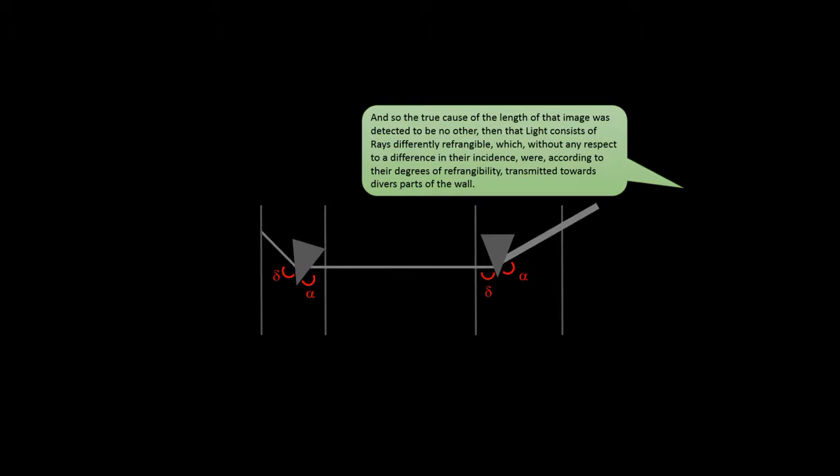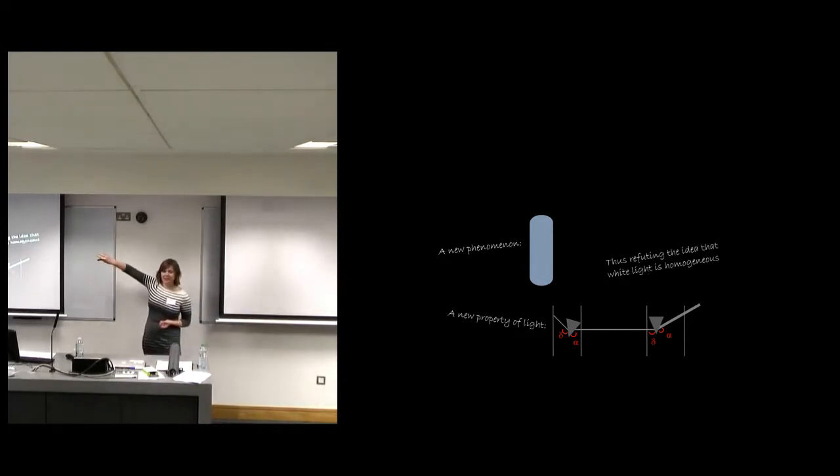So he says, "And so the true cause of the length of that image was detected to be no other than that light consists of rays differently refrangible, which, without any respect to a difference in their incidence, were according to their degrees of refrangibility transmitted to different parts of the wall." So what he's saying is that white light is a mixture of rays of different refrangibilities. Okay, so at this point, what he had done is he had established a new phenomenon, the elongation of the spectrum. And this had led him to infer, via the experimentum crucis, a new property of light: that the light is a heterogeneous mixture of rays of different refrangibility. And so he had refuted the idea that white light is homogeneous.